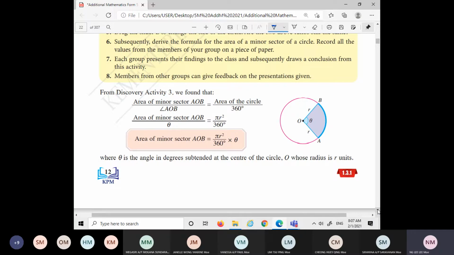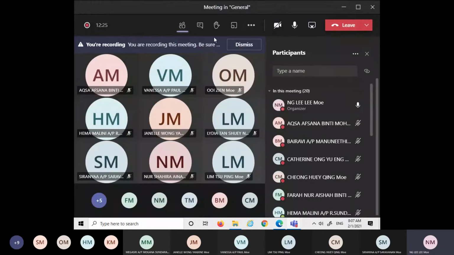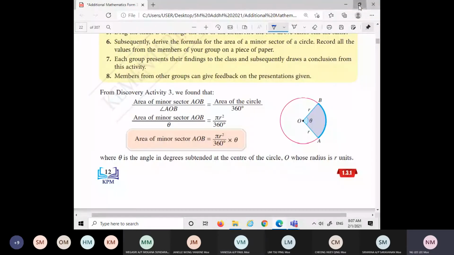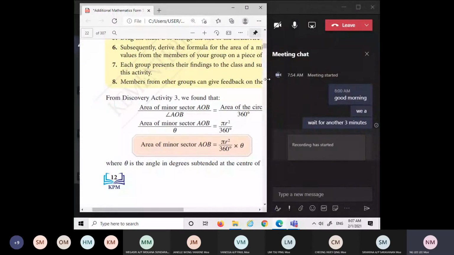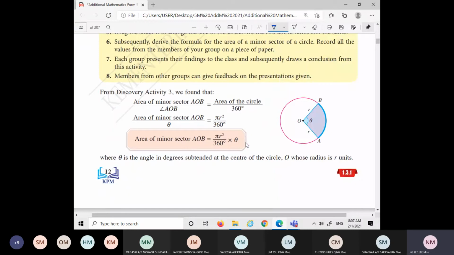Can I call someone? Vanessa. Yes, teacher. Can you tell me what is the formula for the area of a circle? Pi r square. Pi r square, very good. Forget about it. So the area of a circle is pi r square.